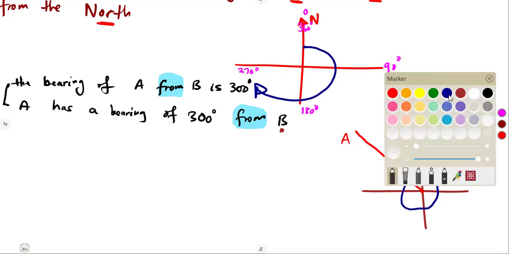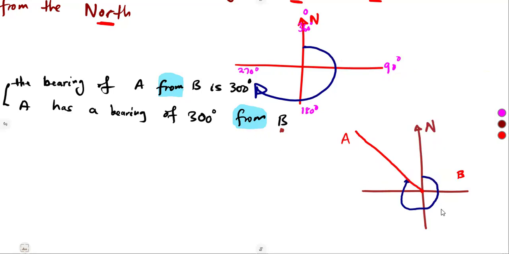The angle from B is 300 degrees. That is the angle that you just indicate. We are going to A. Yes, you can indicate the North Pole there at A, it's fine. But what is important here is how we are moving from one point to another given a bearing.